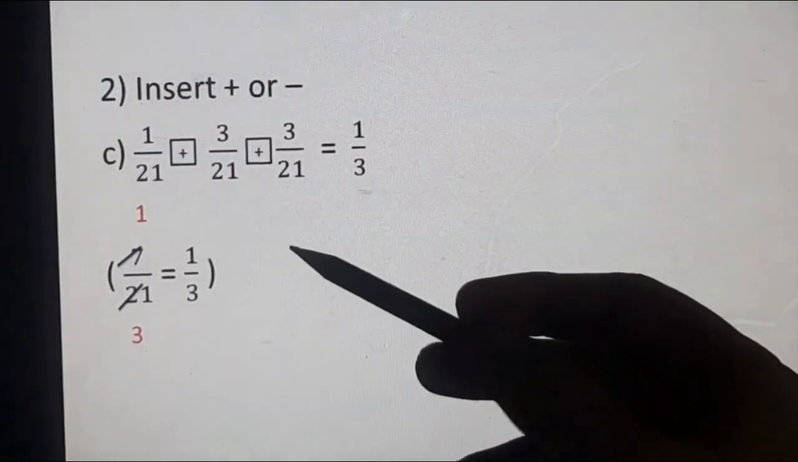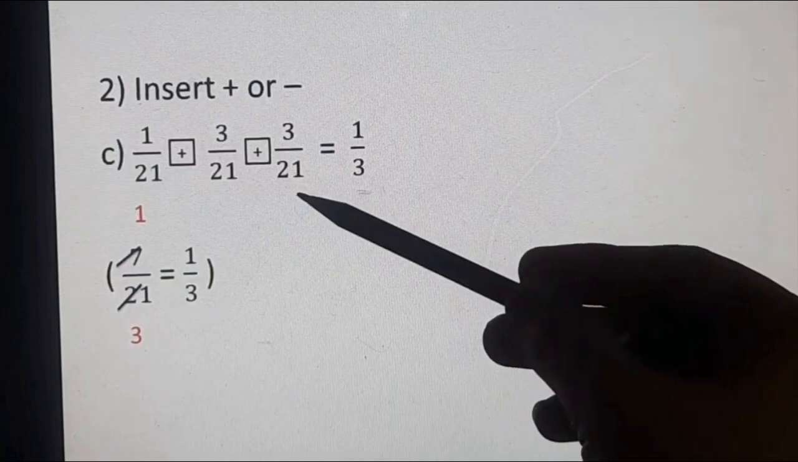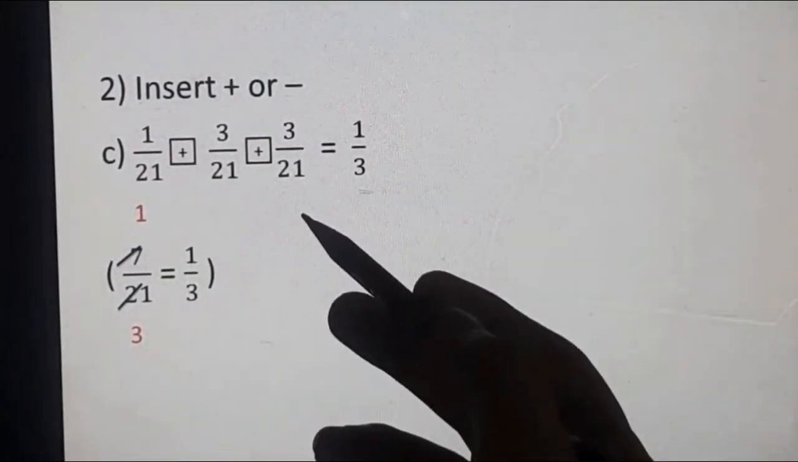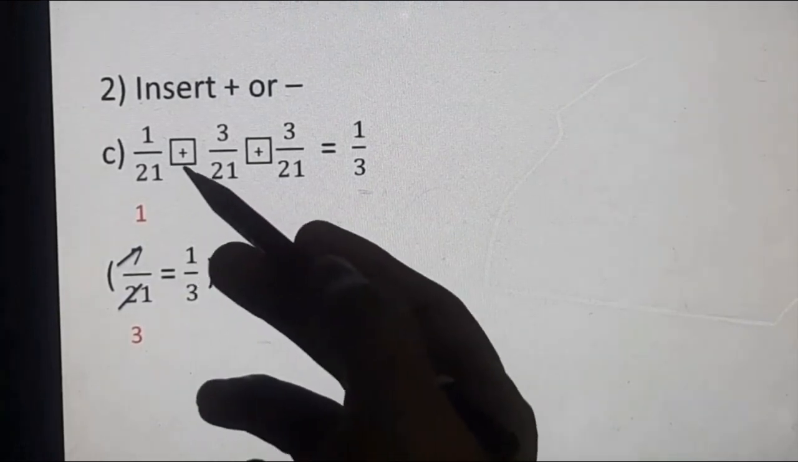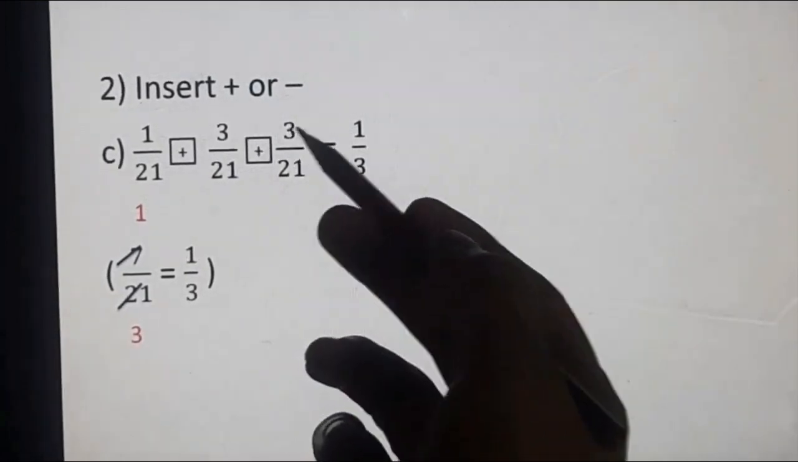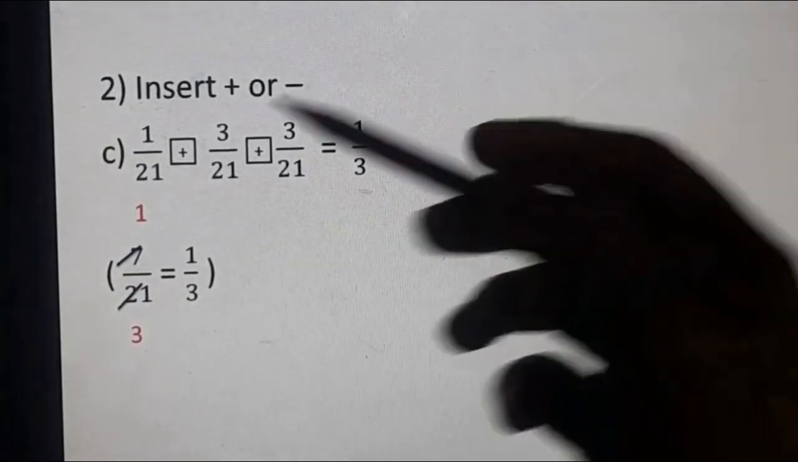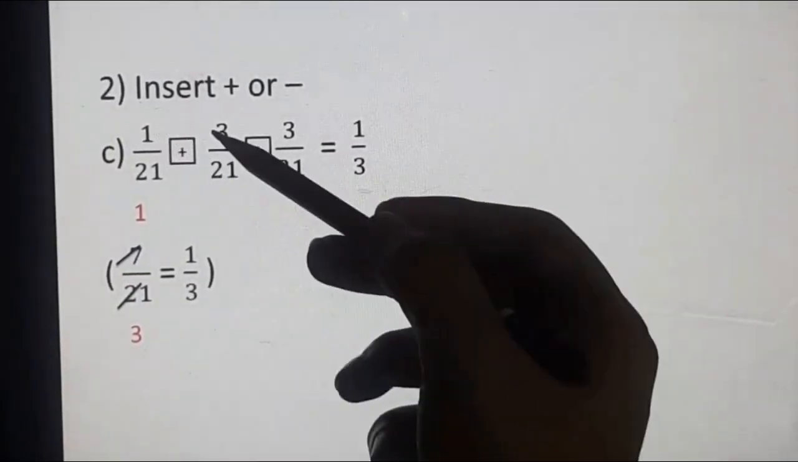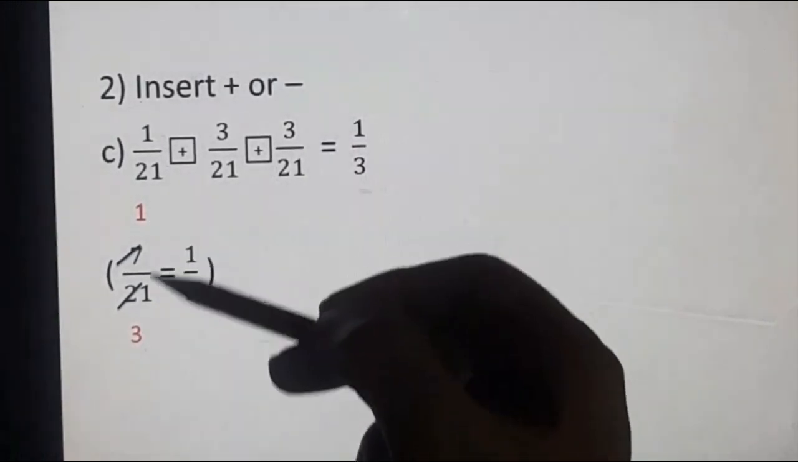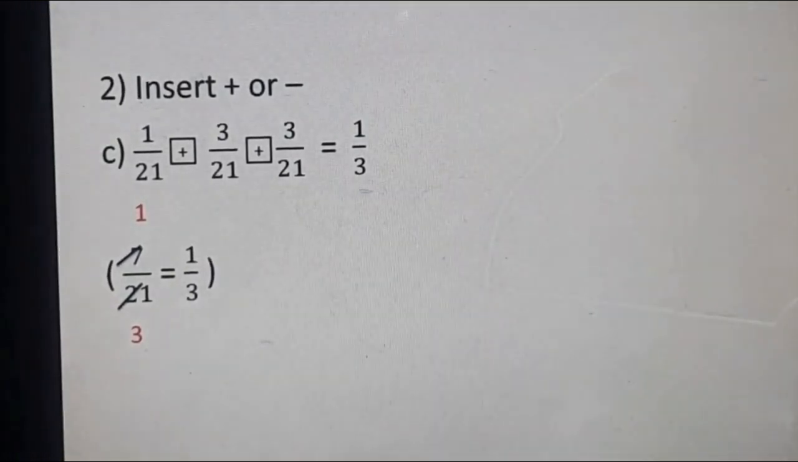Next is our C part. 1 upon 21 plus 3 upon 21 plus 3 upon 21. 3 numbers are there. Okay. If we are putting minus sign here, suppose 1 plus 3, 4. 4 minus 3, 1. 21, 21, 21 will not give you answer 3. So if we are putting plus sign, then 1 plus 3, 4, 4 plus 3 is 7. 7 upon 21. 7 ones are 7. 7 threes are 21. So now we are getting the correct answer 1 upon 3.